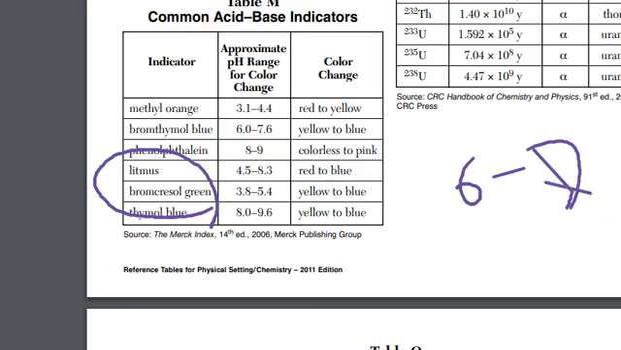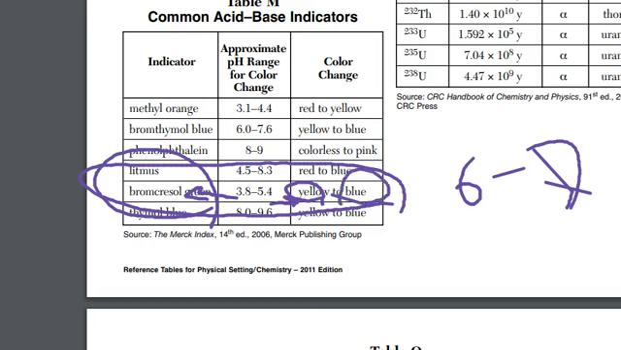Now, just very quickly, the way that you read the color for the indicator, let's do brom cresol green. Less than 3.8 is yellow. Greater than 5.4 is blue. And sure enough, 6 to 7 is above 5.4, so our answer is blue. If we were asked anything in between these two numbers, yellow and blue make green. So that's how you read for each of these indicators on reference table M. But the answer to the question was blue.